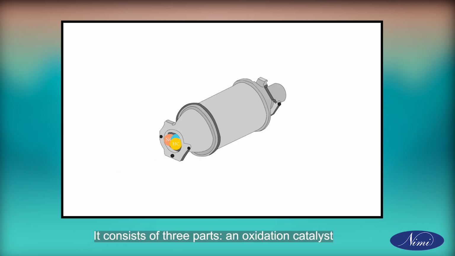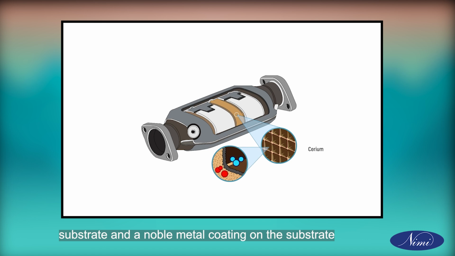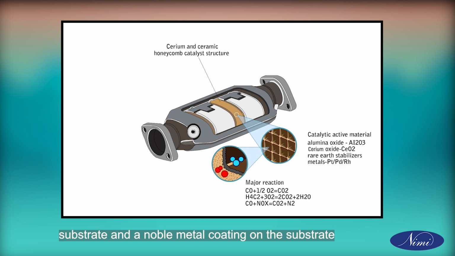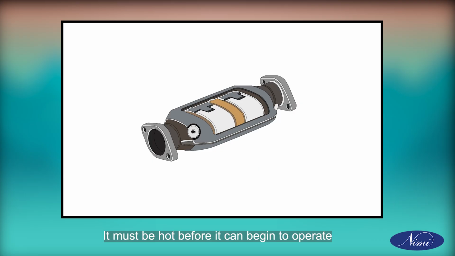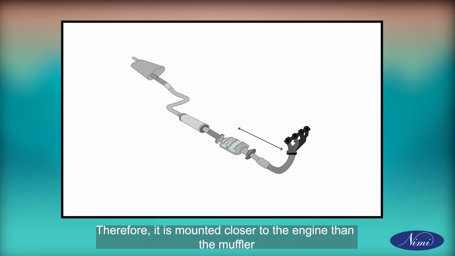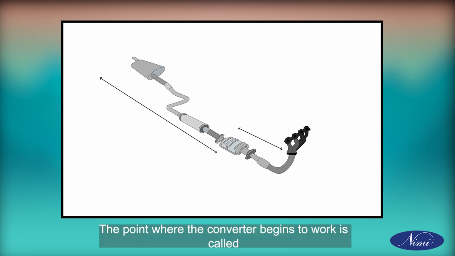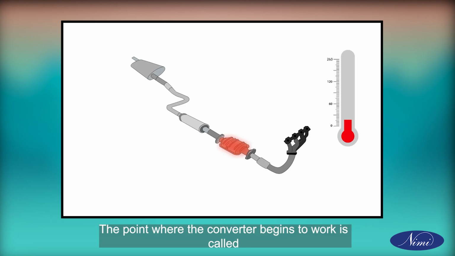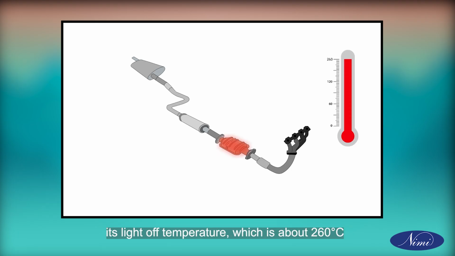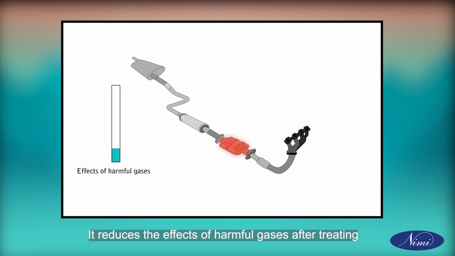It consists of three parts: an oxidation catalyst, a substrate, and a noble metal coating on the substrate. It must be hot before it can begin to operate. Therefore, it is mounted closer to the engine than the muffler. The point where the converter begins to work is called its light-off temperature, which is about 260 degrees Celsius. It reduces the effects of harmful gases after treating.